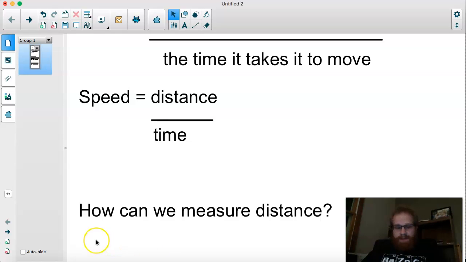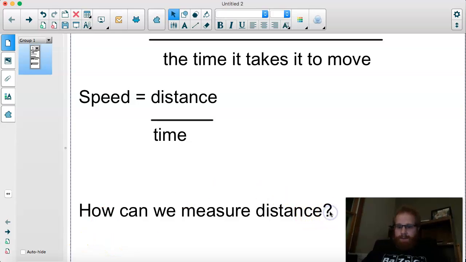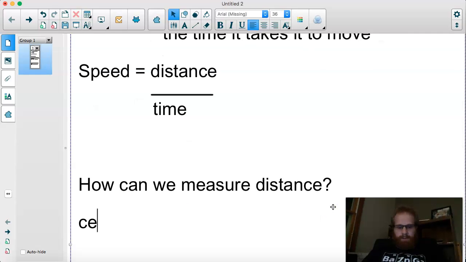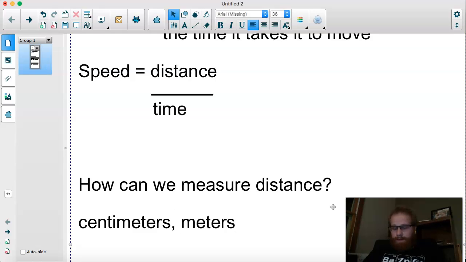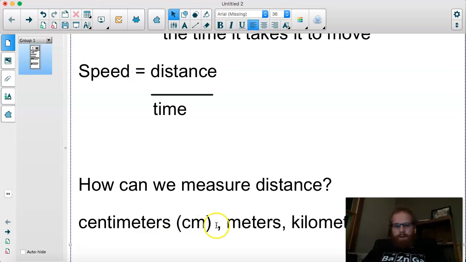Some of you might have said centimeters. We can use centimeters to measure distance. Definitely. Absolutely. If you're using a meter stick, you might be able to measure things in meters. You might have heard of this one. It's called a kilometer. A kilometer is just 1,000 meters. So there are different units we can use to measure our distance.